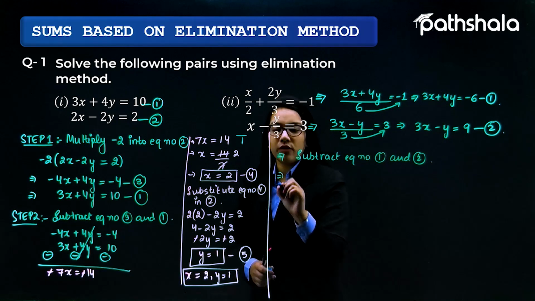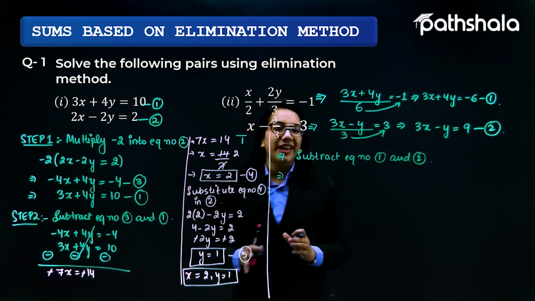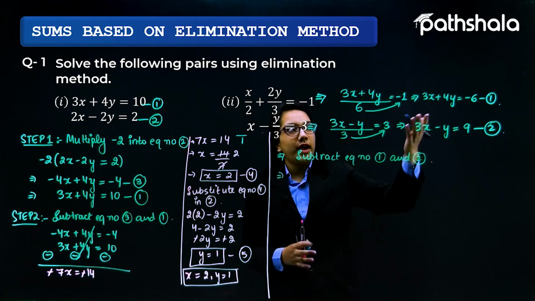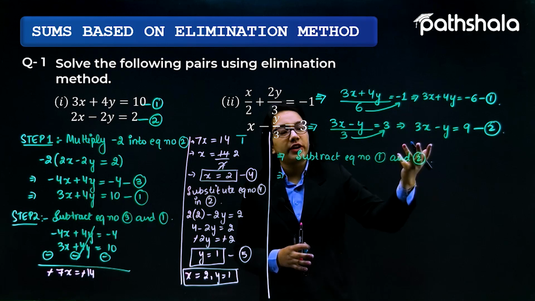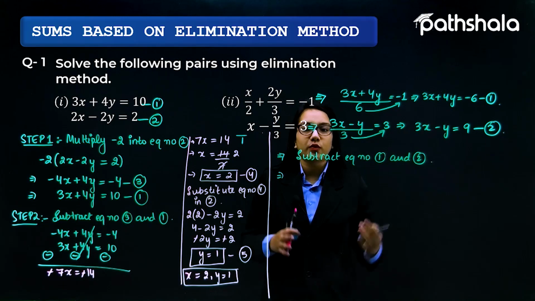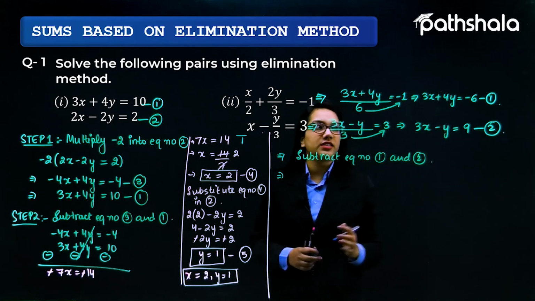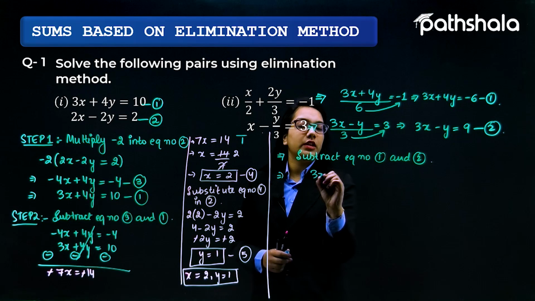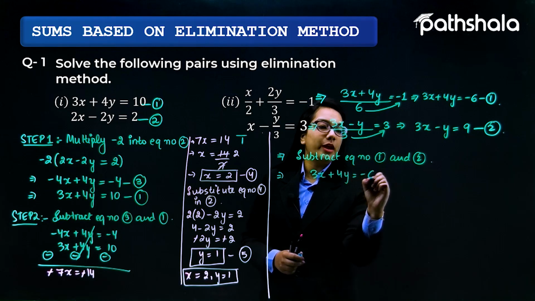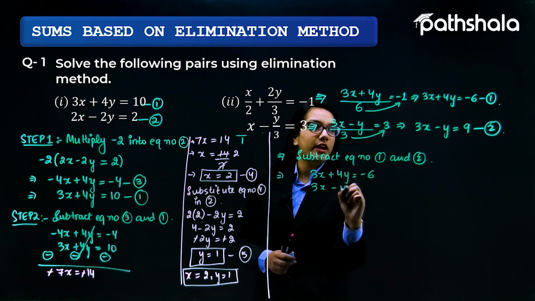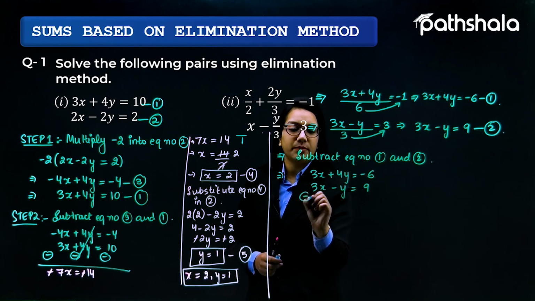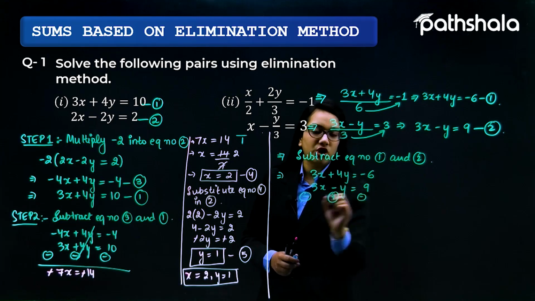So rather than moving on to step number 1, instead of making the coefficients the same, as we can see, both of the coefficients are already the same. We do not need step number 1. So we are skipping to step number 2, in which we have to subtract both of these equations. So we have 3x plus 4y which is equal to minus 6, and 3x minus y which is equal to 9. As we are subtracting, signs would get changed.